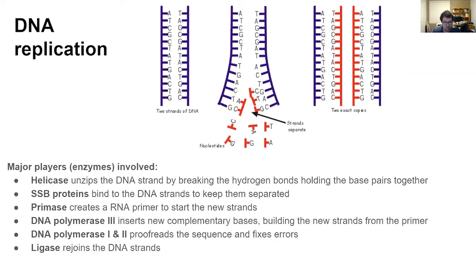We have primase, which starts off the chains, so polymerase can come along and construct new DNA chains from free nucleotides in the cell. And polymerase is actually a whole group of enzymes. Polymerase 3 is the one that actually builds the chains. Polymerase 1 and 2 do a variety of functions, including the proofreading of the new chains being constructed by polymerase 3, and they fix any errors. We have proofreading and error correction in our DNA.